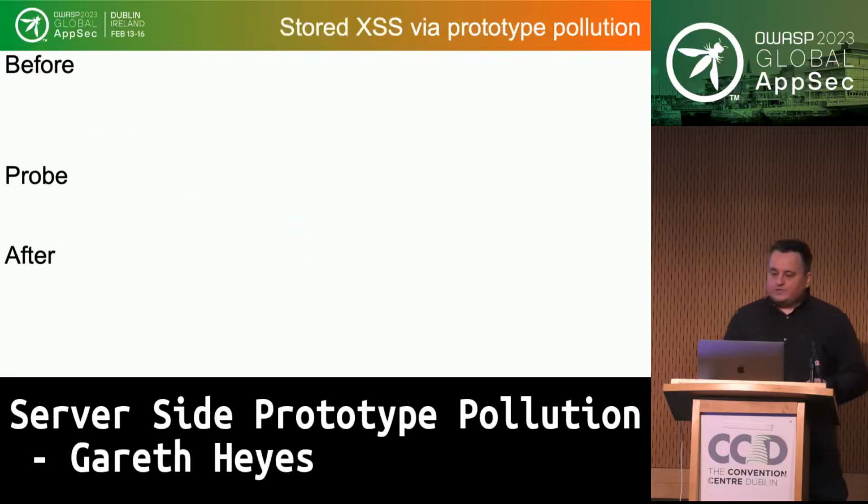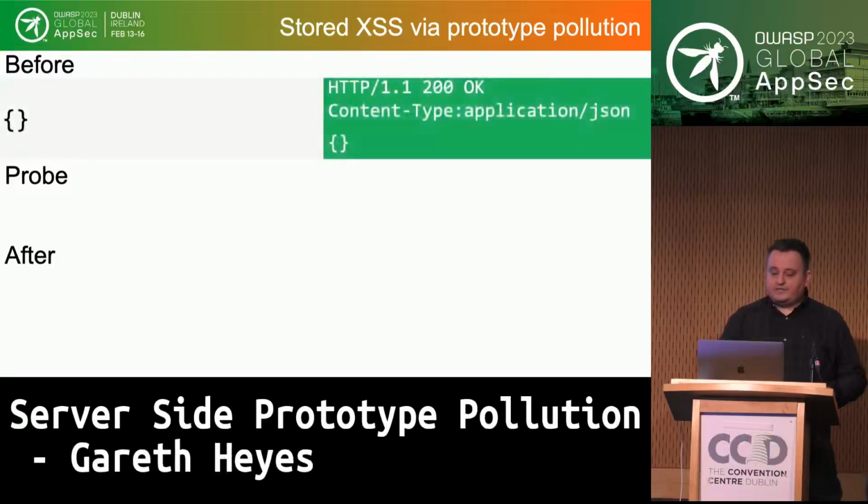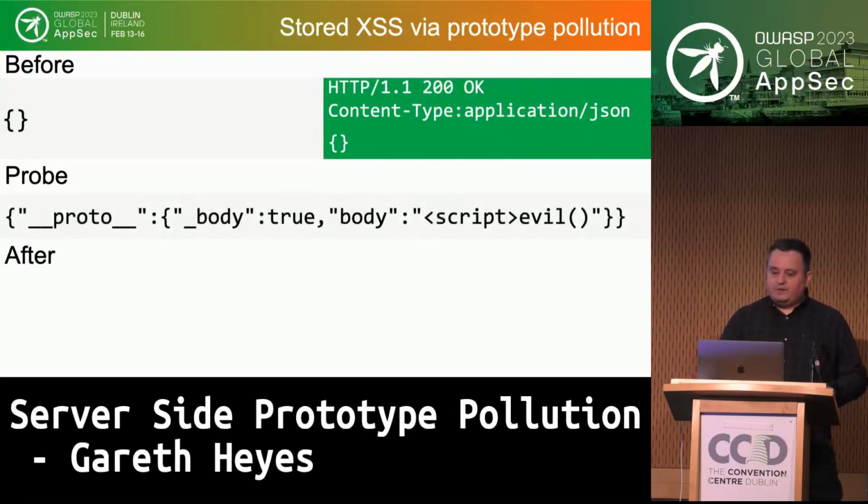So this wouldn't be a talk with me if XSS wasn't involved somewhere along the way, and today's no exception. Before, I send a request with some JSON and I get a JSON response back. Then I send a probe that has the underscore body property set to true and the body property set to some script, some evil script.